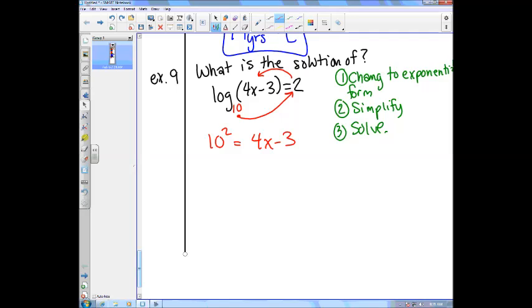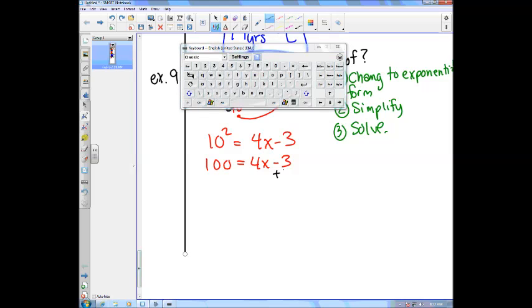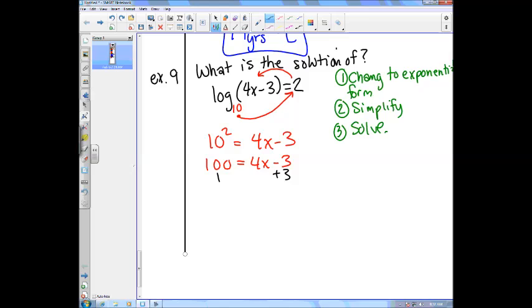So, simplify. 10 squared is 100. And then this is just a pre-algebra problem, a 2-step equation. We add 3 to both sides. I keep hitting buttons. I'm not used to this new smartboard. Add 3 to both sides. We get 103 equals 4x. And then divide by 4. Round that please to the nearest hundredth. 5.65. Oh, that one comes out evenly, doesn't it? We don't even have to round, so I'll put equals.